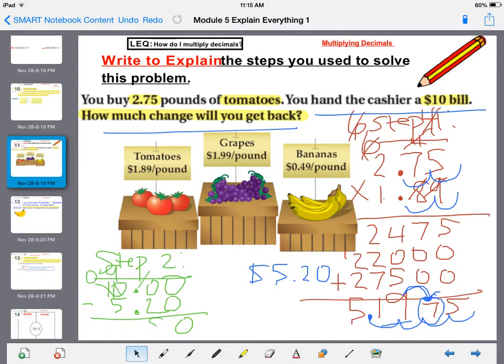10 minus 2 is 8. Make sure you line up your decimal points like soldiers. 9 minus 5 is 4. And so my answer is $4.80 is what I would get back. So this was a 2-step problem.